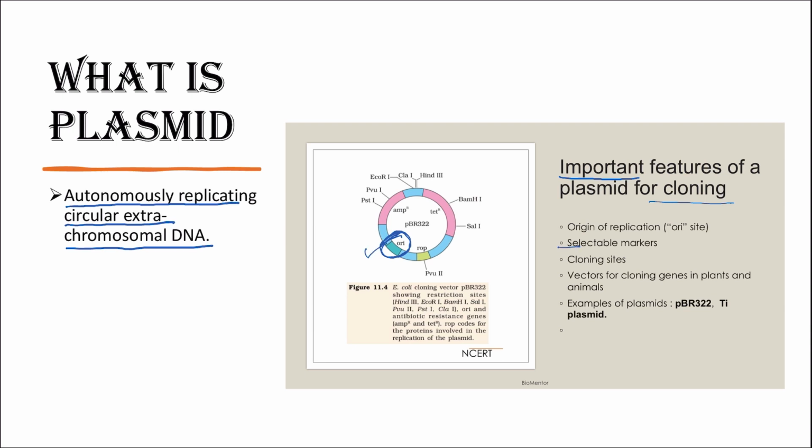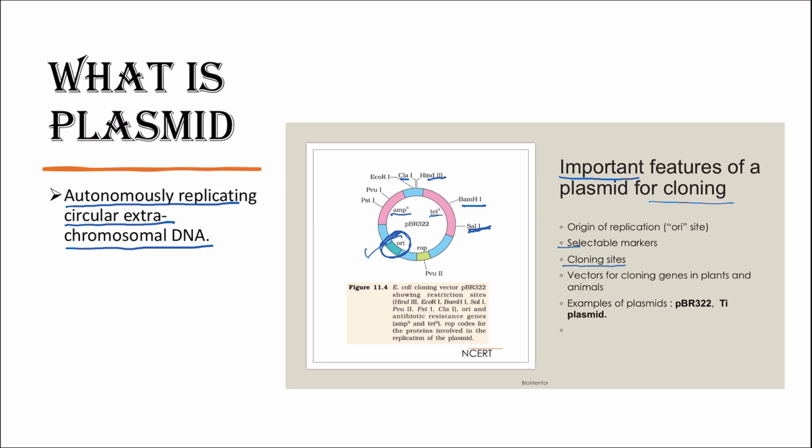Next is selectable markers. We need selectable markers, for example the ampicillin resistance gene and the tetracycline resistance gene, to distinguish between transformants or recombinants and non-recombinants. Third is cloning sites. A cloning site is present within the selectable markers. You see, there are abundant cloning sites. Cloning sites are the sequences where we insert our DNA.